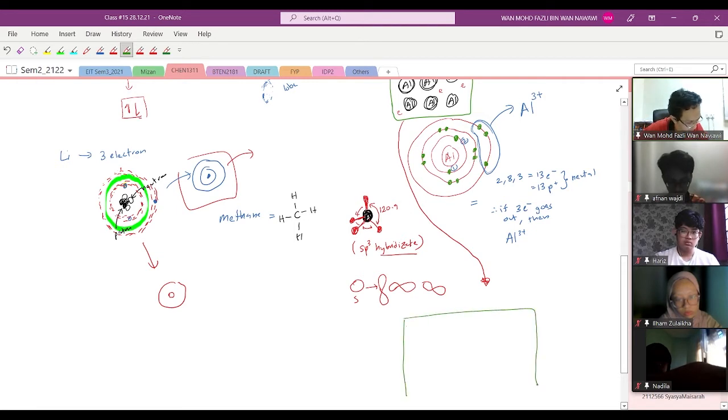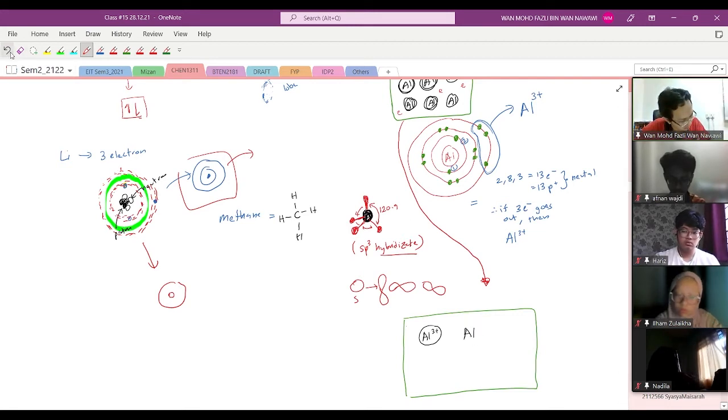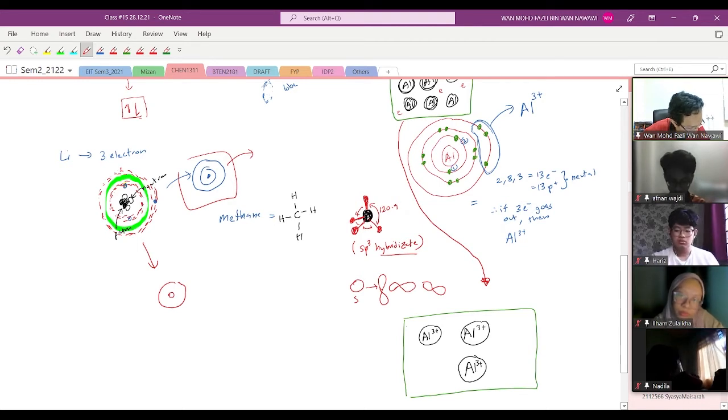So it will be like this. You draw something like this, Al and then 3 plus. You draw it like this, and let's say you have Al 3 plus. Let's say I put only 3 aluminum atoms, 3 plus, meaning that the amount of electron that is moving must be equal.